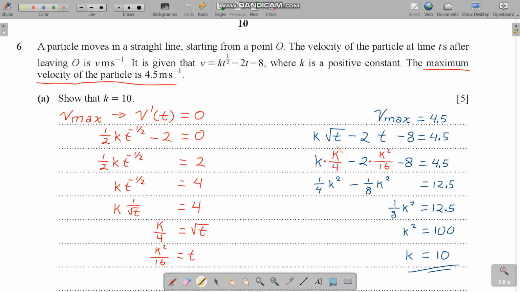So this is 1/4 k squared, this is 1 over 8 k squared, and add 8 to both sides, and 1/4 minus 1/8 is 1/8. We multiply both sides by 8, and we take the square root. k is positive, so the k is 10.